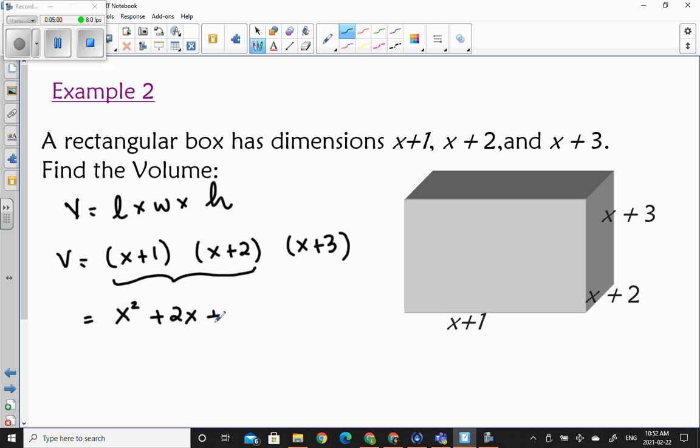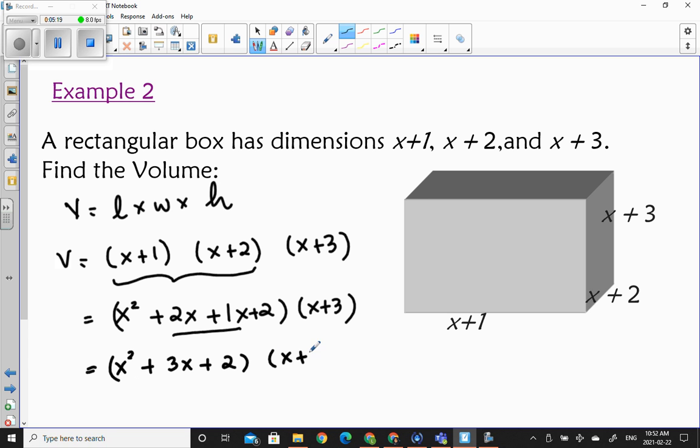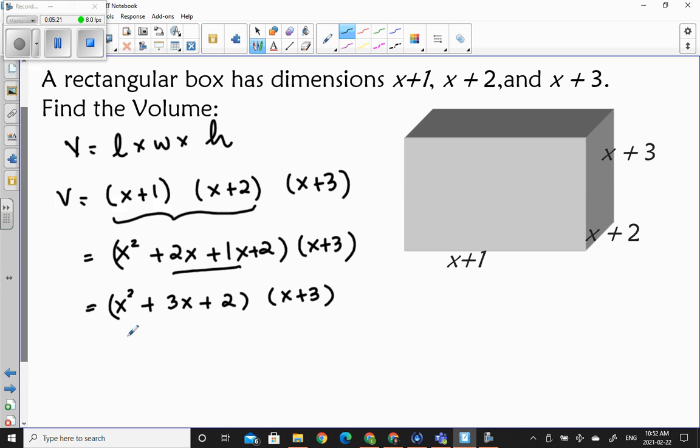1 times x is plus 1x, and 1 times 2 is 2, times x plus 3. And again, these two terms are alike, so you can add them up, and you're going to get x squared plus 3x, plus 2 multiplied with x plus 3. So I'm just going to rewrite it, put the binomial first and then the trinomial, it's just switching them up. The product does not change, it stays the same.